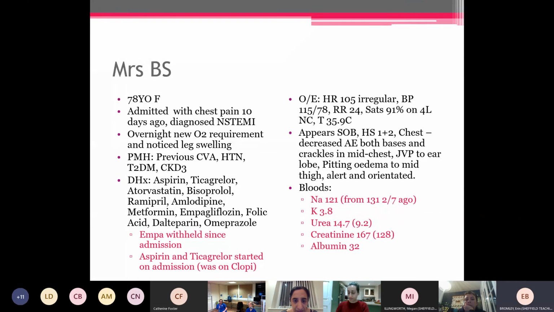Her renal function's worsening, so she might actually be dry as well. Yeah, so it's tricky, isn't it? Sometimes we get an AKI just because the heart's not pumping very efficiently and it doesn't perfuse the kidneys very well, so it's a bit difficult to know that one. But yes, that is correct. So we think that the cause of the hyponatremia is fluid overload secondary to heart failure, and they've also got an AKI.